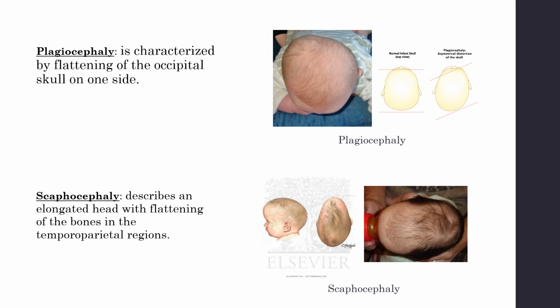Another one you might see is what they call scaphocephaly. This is when the head takes a really narrow, elongated appearance, and this is where they've got flattening of the temporal and parietal bones of the head. A case where you might find this is maybe in a premature baby where they're spending a lot of time in a certain position.